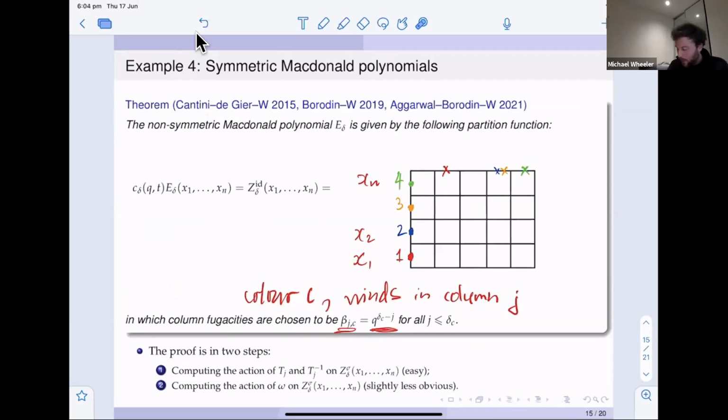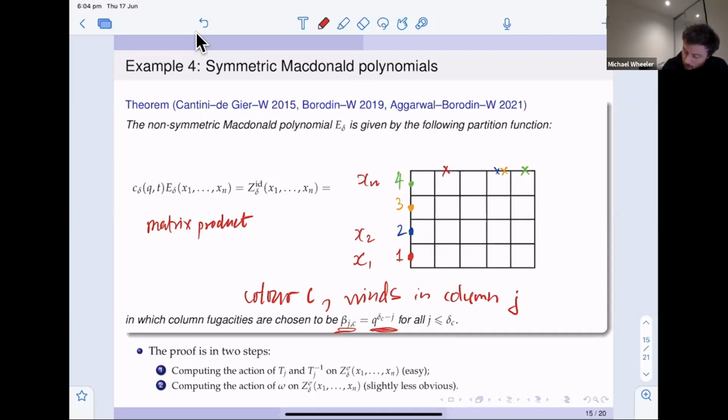Yeah, before I do that, let me make a few remarks about this. So the original version of this formula goes back to 2015 in a paper that we had with Luigi Cantini and Jan de Gier. And we gave an explicit formula there, a matrix product formula, for this E delta, precisely in the case where you look at an anti-dominant composition.